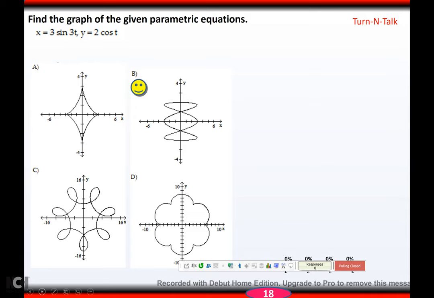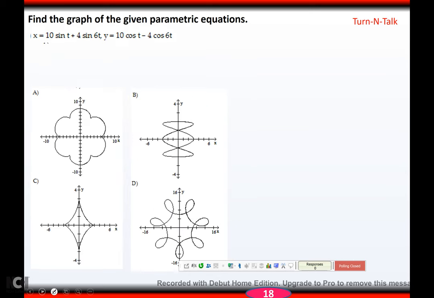All right, and again, when you're doing this, especially multiple choice, this gives you a clue on what to set your window at. I mean, this one was going from negative 6 to 6 on x and negative 4 to 4 on the y, and then I would just do a Zoom 6 to get your t-step to a standard, and then change your x and y windows to get it to match.